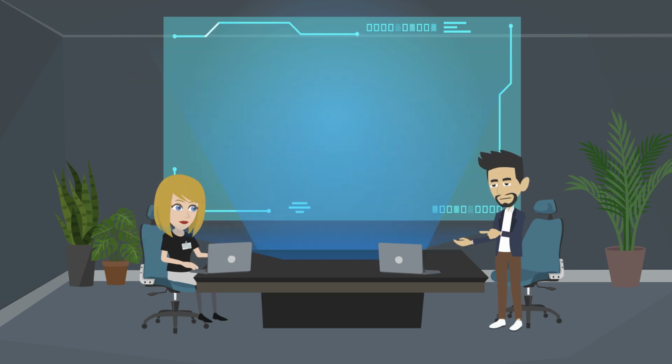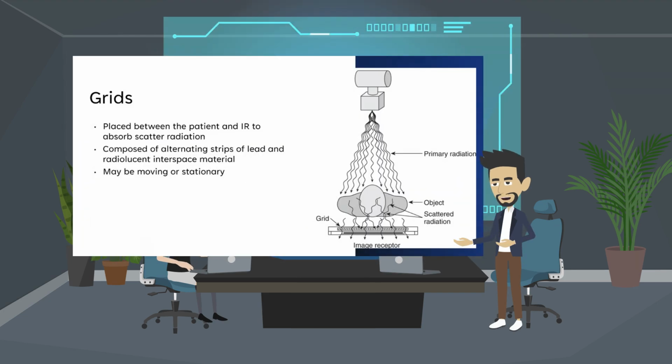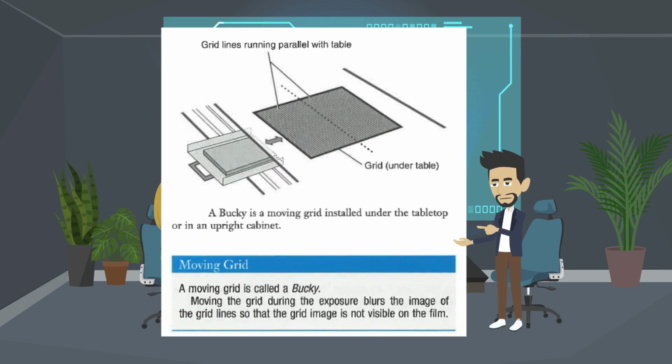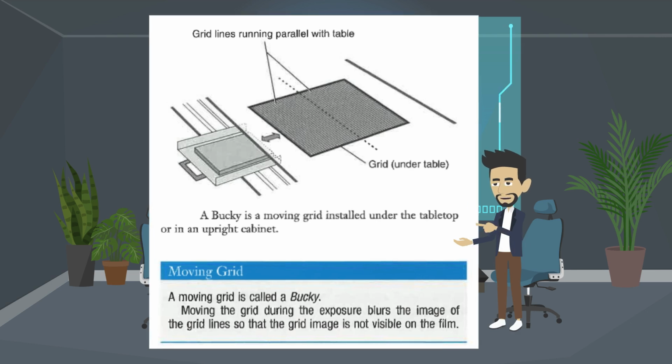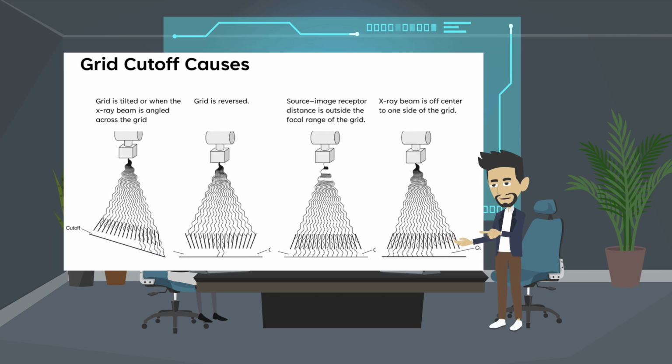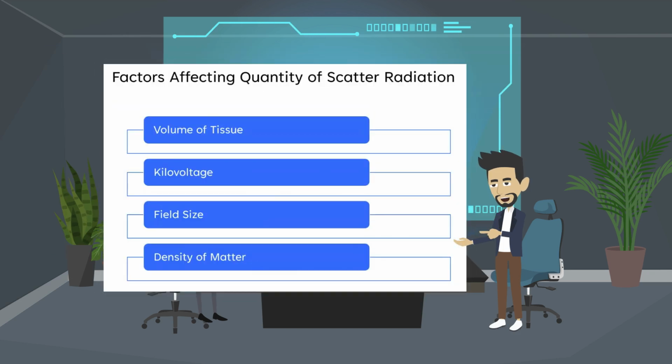Then use a grid. Scatter radiation fog is controlled primarily by using either a stationary grid or a moving grid device called a bucky. The grid ratio indicates the efficiency of the grid in cleaning up scatter radiation and the precision with which the X-ray beam must be aligned with the grid. When the X-ray beam and the grid are not properly aligned with each other, grid cutoff results. Other means for reducing scatter radiation fog include reducing the field size and decreasing KVP.